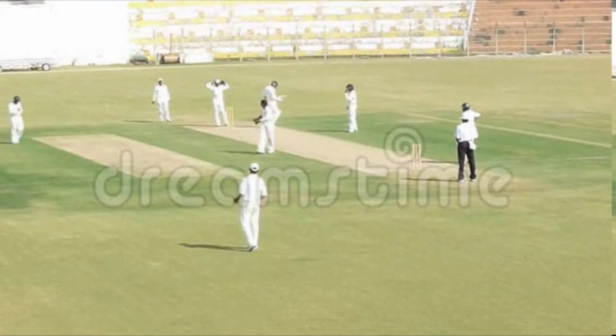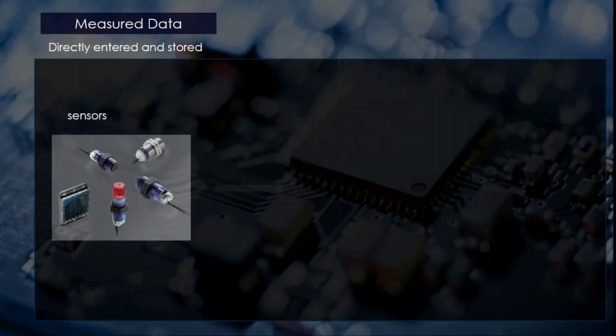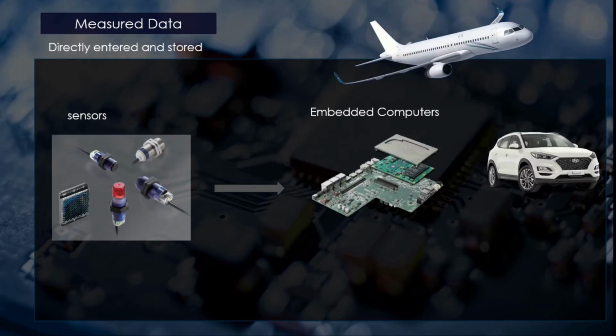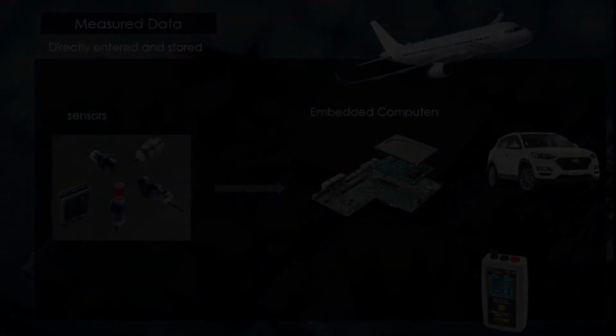Some types of measured data are electronically stored directly through the use of sensors linked to an embedded computer system, such as those found in airplanes, automobiles, or data logging devices that collect environmental data. However, some measured and observed data have to be manually entered into an information processing system.